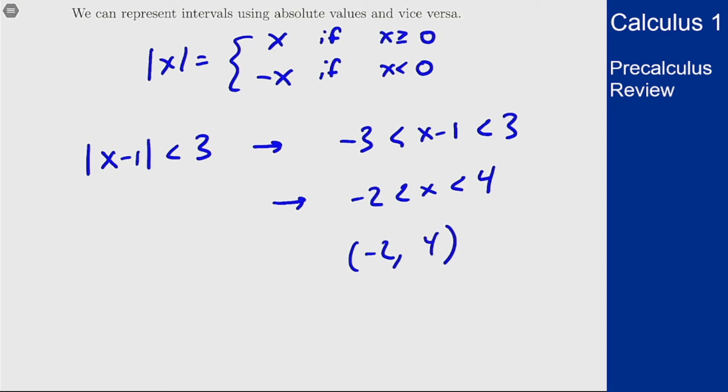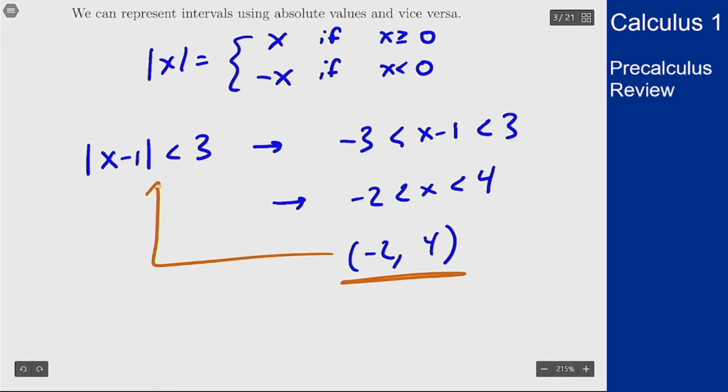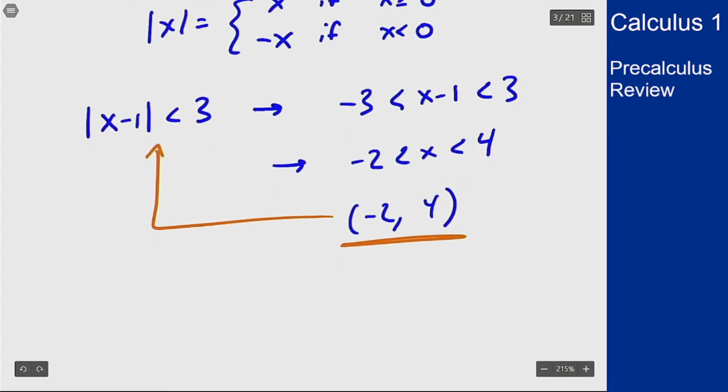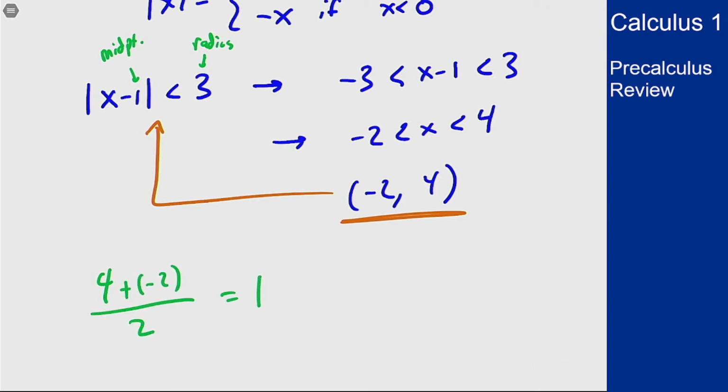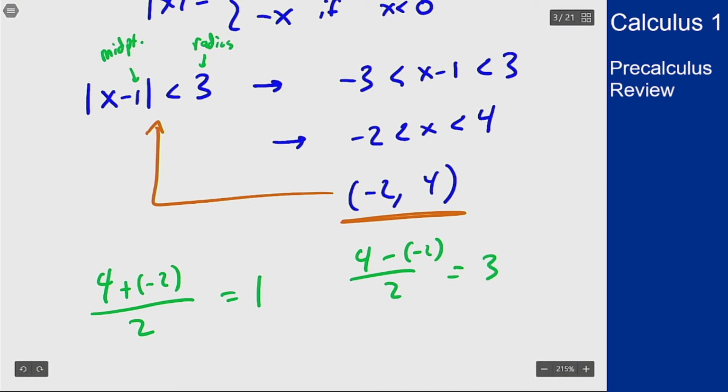And we could also go backwards here. I could take this interval and work backwards to here. And that involves finding the midpoint of the interval, which is going to be this number in here. This will be the midpoint. And this will be the radius. So in this case, the midpoint here would be (4 plus negative 2) over 2, which is 1. And the radius is the difference divided by 2. (4 minus negative 2) over 2, which is 6 over 2, or 3. That will give me those two parts to get me to the absolute value relationship there.